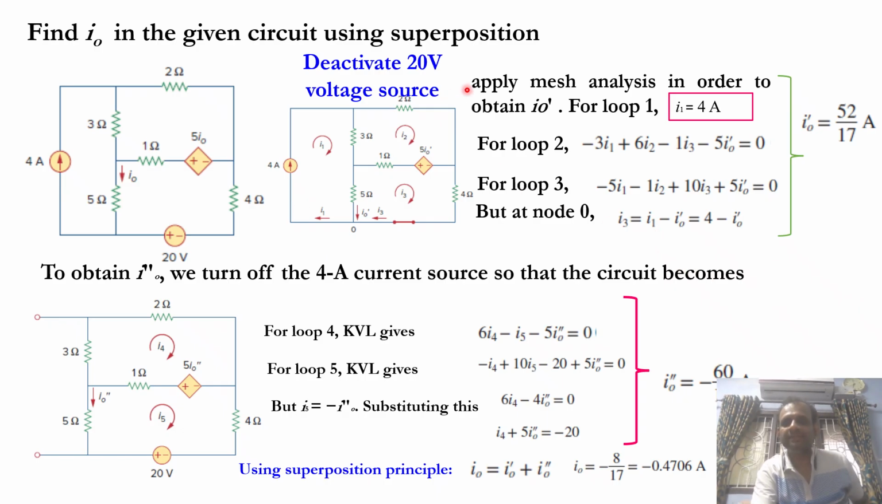So I1 is given to be 4 ampere in loop 1. So what is I1? 4 ampere. So you can substitute here. I2, I3, I0 will remain.